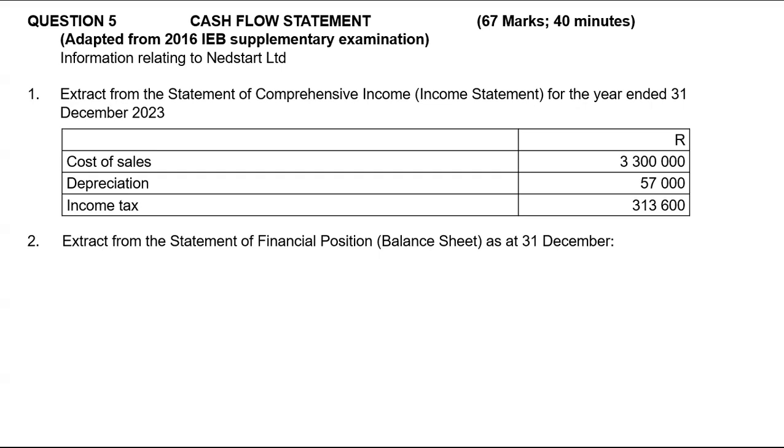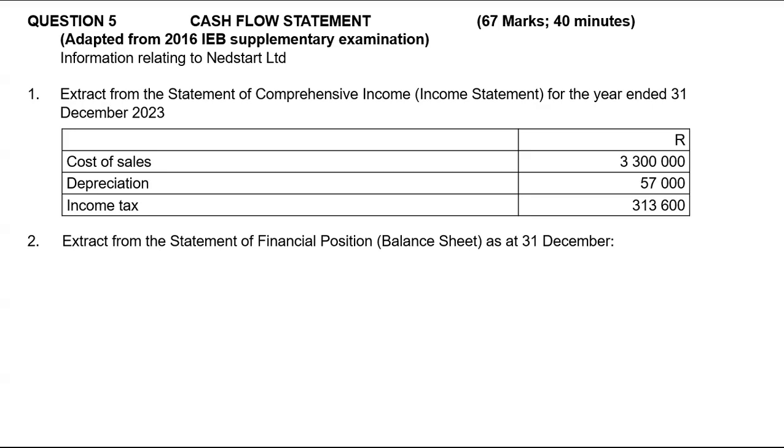313,600. That depreciation, I will take it to note number 1 and put it under adjustment for depreciation, which will be 57,000. But I will have to read the entire paper to figure out if that is the correct depreciation amount. And you will get that information under additional information. With the income tax, I can actually use that income tax amount of 313,600 to get the profit before tax, which I will take to note number 1, which is cash generated from operations.